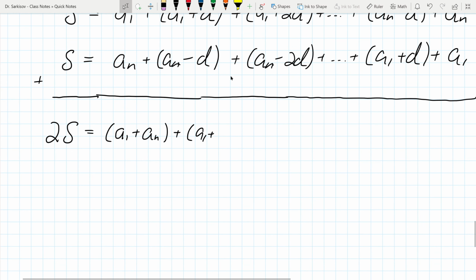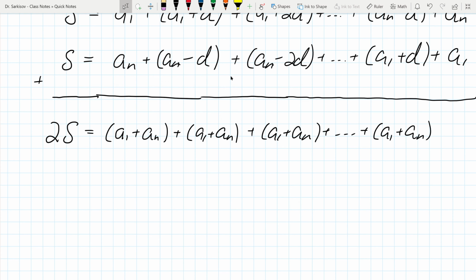So look, plus a1 plus an, plus another a1 plus an, and so on and so forth. And we keep on adding a1 plus an, and another a1 plus an, right? And we know how many there will be. 2S is equal to definitely a lot of a1 plus an's. And how many of those are there? n of them, right? Okay.